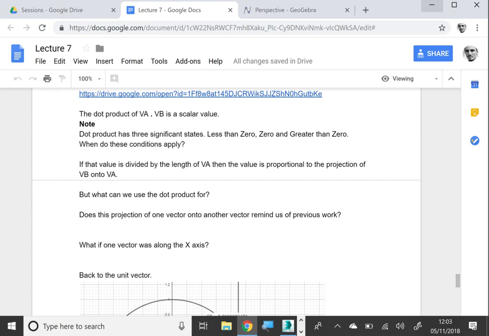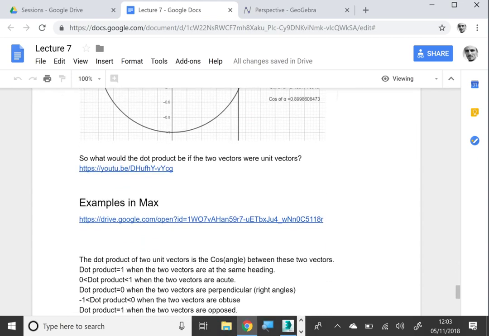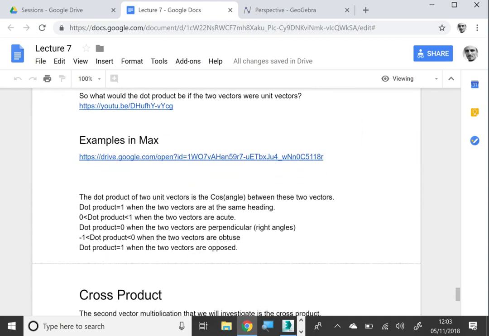Right, so we understand that there are 3 states. We can also understand that if we make these unit vectors, then the dot product is the cosine of the angle between those two vectors. And that is really, really useful. You want to calculate where somebody's heading, or where somebody's facing, or if something's behind you: vector maths, dot products.